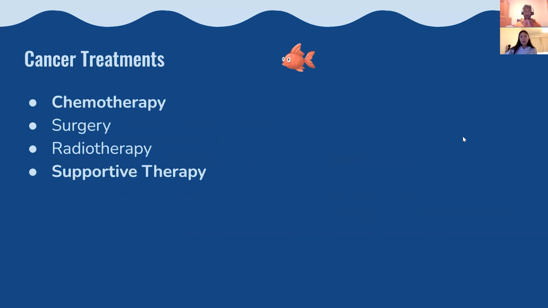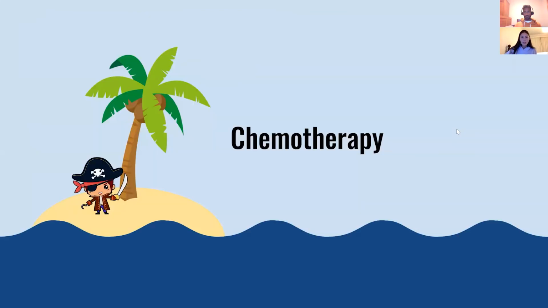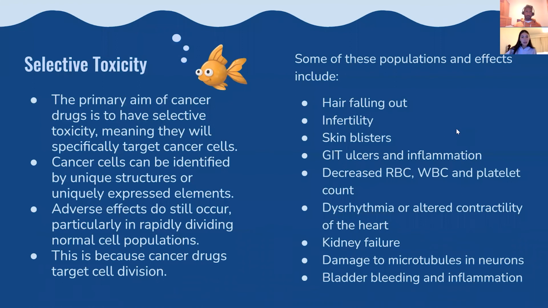So there's 4 different main areas of cancer treatment. You've got chemotherapy, which I'm sure you've heard about before, surgery, radiotherapy, and then supportive therapy. That basically covers anything that's not the above 3. And the main things we're going to go into in this lecture are chemotherapy and supportive therapy. So starting off with chemotherapy.